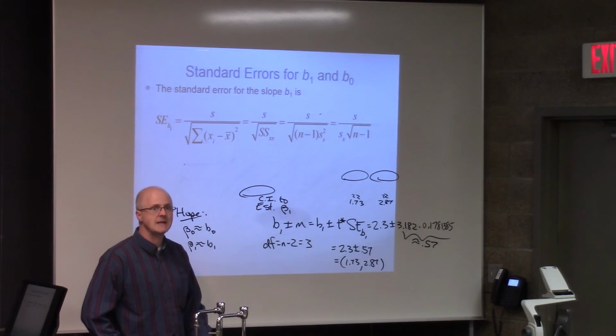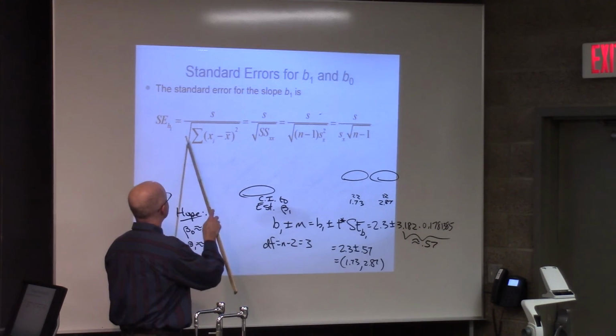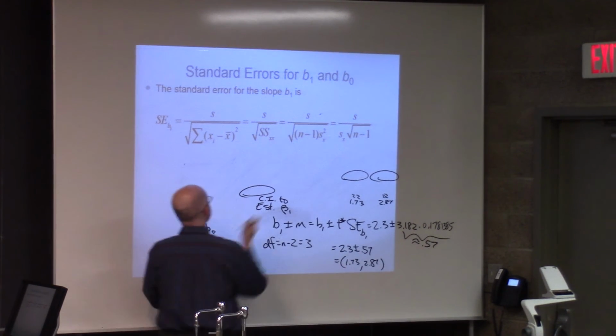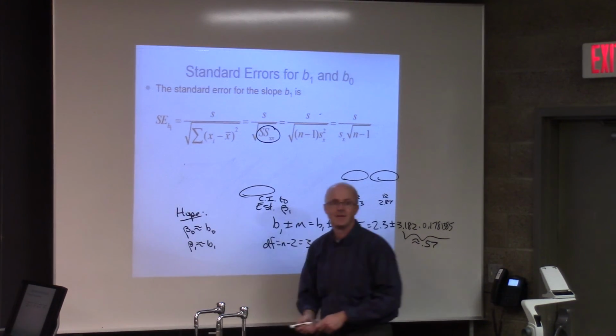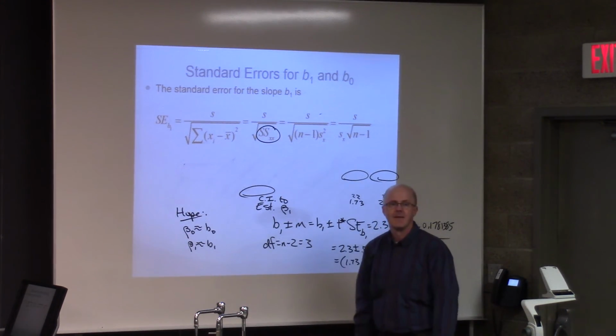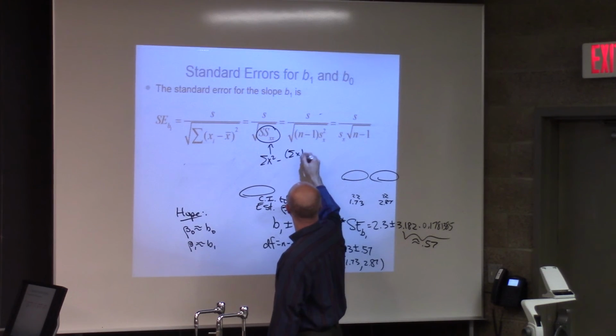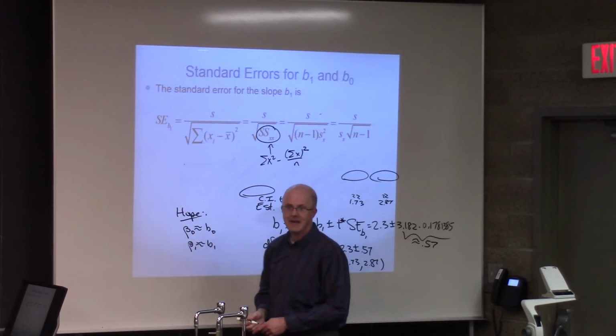Square root of 1 over n minus 2 times the sum of the squared residuals. That's S. And then you divide that by the square root of this summation. What's that summation? That's SSXX. We've seen that before. Which can be calculated, a reminder, as this. You can calculate it that way.